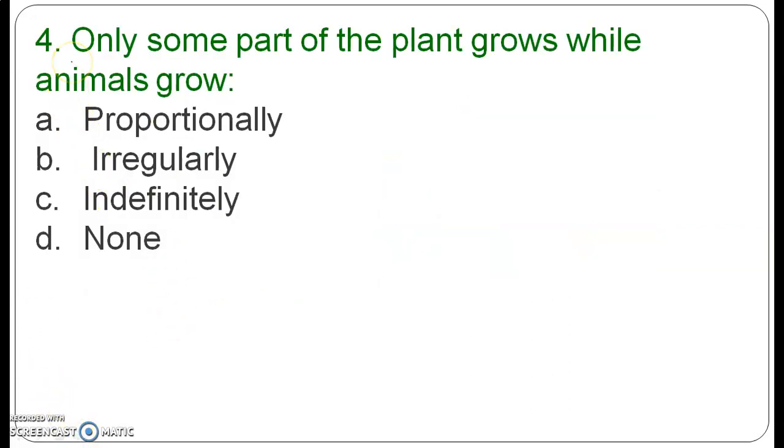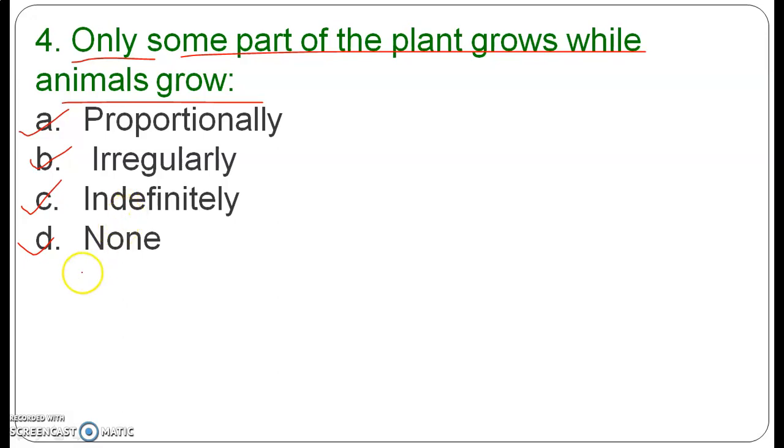Question 4: only some parts of the plant grow while animals grow, and your options are proportionally, irregularly, indefinitely, and none. Here, children, you just need to understand the actual meaning of each term, and you will be sorted out. It's nothing rocket science. Only some parts of the plant grow while animals grow. So take your time, mark the right answer.